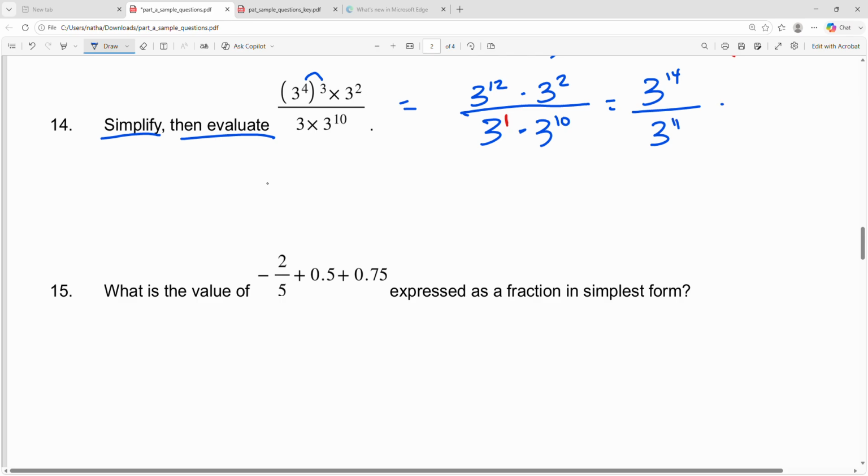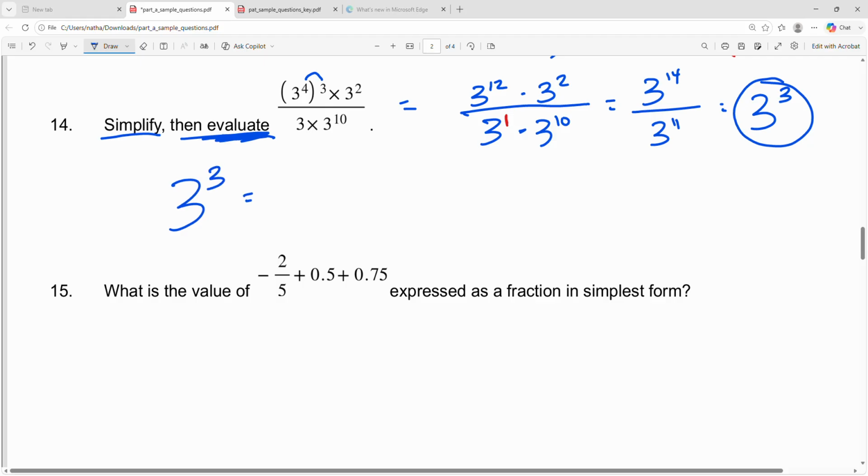Okay, we're almost there. So now we have this division situation. So we're going to subtract exponents. So we're going to get 3 to the 14 minus 12. So 14 minus 12 is 3. We're done simplifying, but they want us to evaluate. Okay, so 3 to the power of 3.